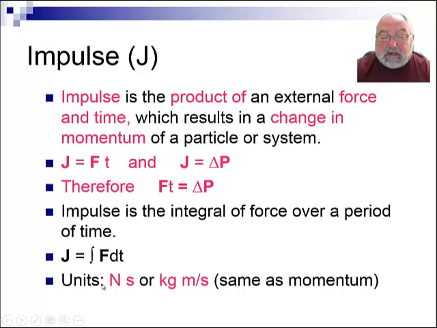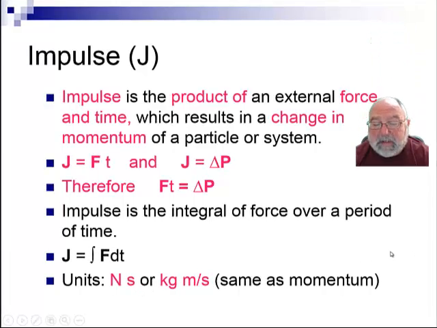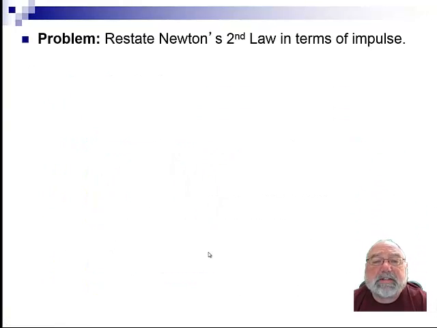So the units are newtons times seconds. So force times time, Newton seconds, or kilograms meters per second, which is the same as momentum. Okay, so let's restate Newton's second law in terms of impulse. Well, why do we want to do that? It's because Newton actually wrote his second law in terms of momentum, not in terms of acceleration. So how does that work?